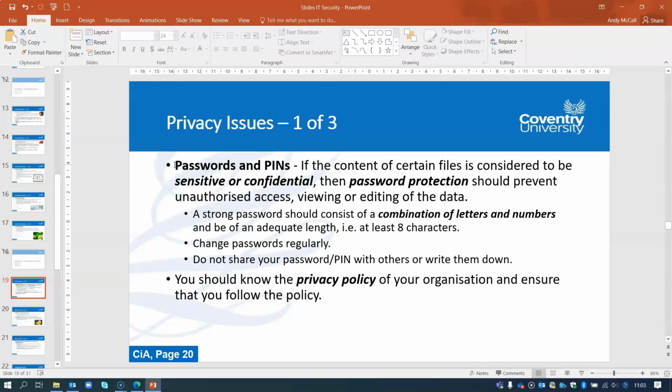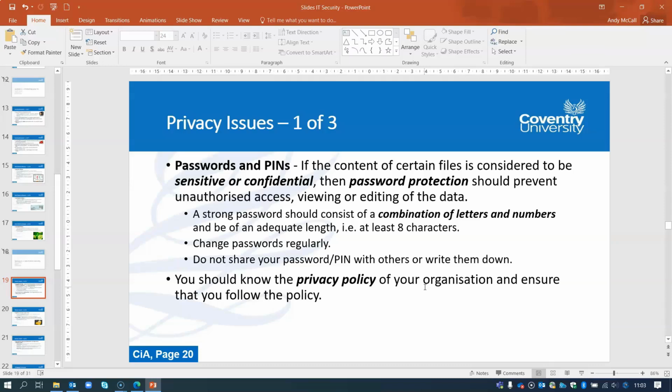But in your test, you may be asked what a strong password is and what it should consist of. It should always be of adequate length, at least 8 characters, and a combination of, for example, capital letters and special characters, such as an exclamation mark, a pound sign, a dollar sign, or even a euro sign, so that it's strong enough.